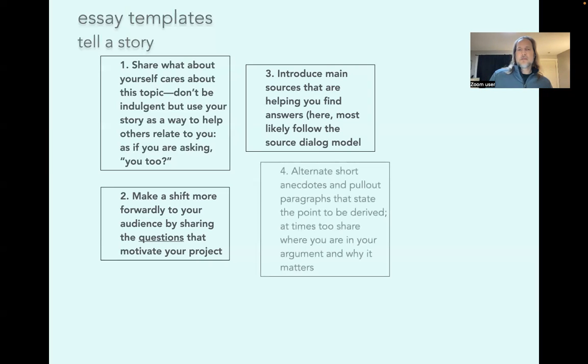So cool. All right. Last one, and this runs through the rest of the paper, is we alternate short anecdotes and pull-out paragraphs that state the point to be derived. So we run a little bit of a thought with a couple quotes from the sources we've got, and/or anecdotes, meaning short stories of ourselves that relate to the points. And then you play back and forth. Then you come to the next paragraph, you interpret, hey, what does that mean?